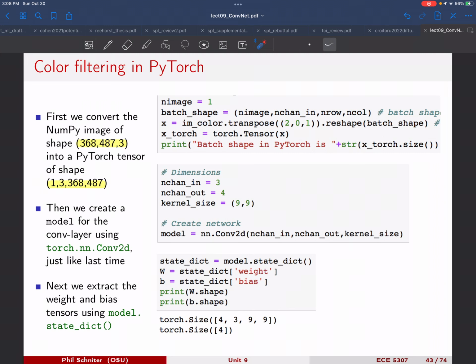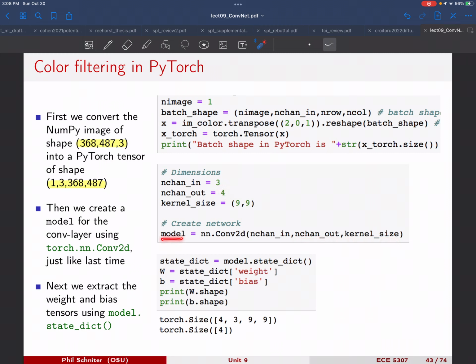And now finally we have something of the right shape, and so we just make it a torch tensor, and now we have something we can use with PyTorch. Okay, so next we're going to make our convolutional layer. We're going to use the conv2d layer. We have to tell it how many input channels, that's 3, how many output channels, that's 4, and the kernel size, that's going to be 9 by 9.